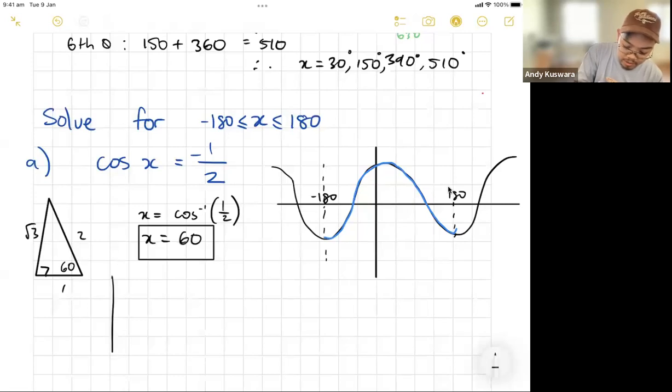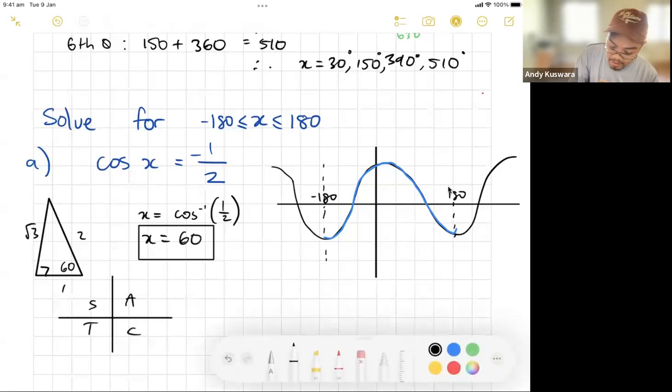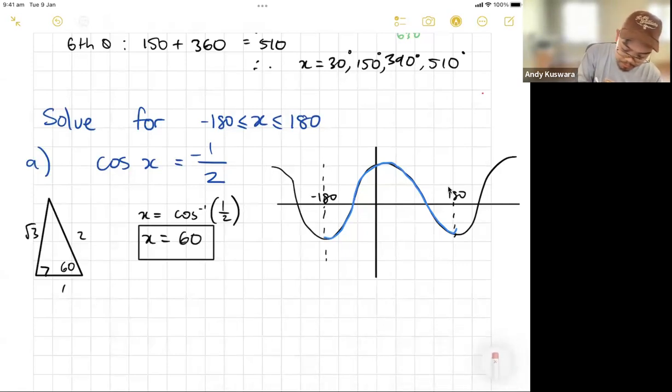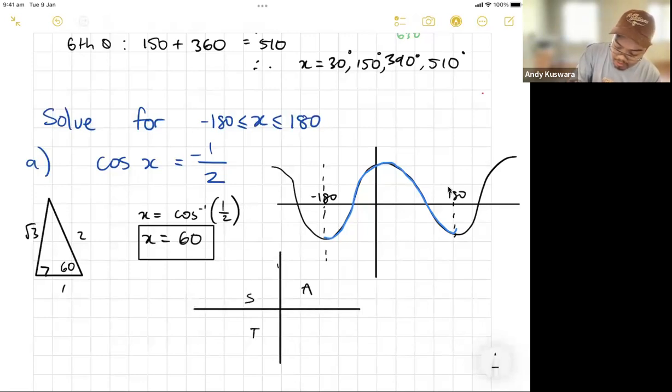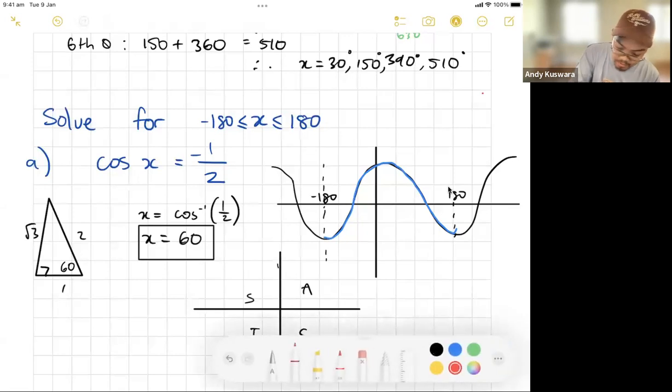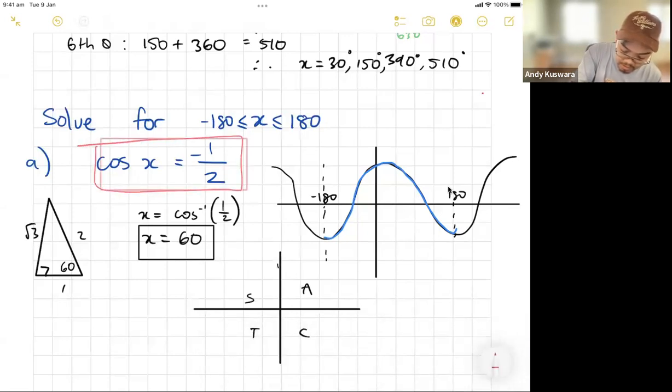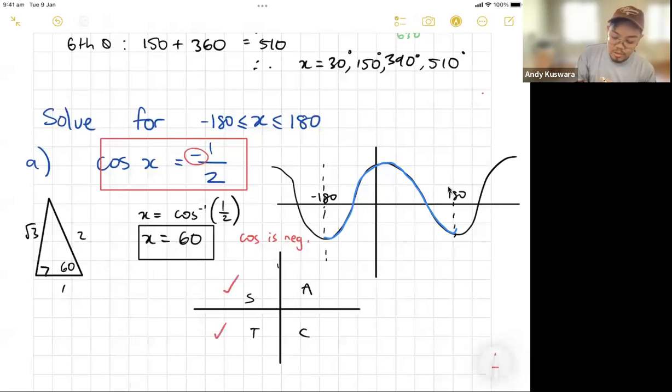But now I take a look at my all stations to central. And let's take a look at, you know what, I'm going to draw it bigger. If I take a look at my all stations to central, I can see that cos x is negative. So cos is negative. And where is cosine negative? Well, it's negative in the second quadrant and in the third quadrant.